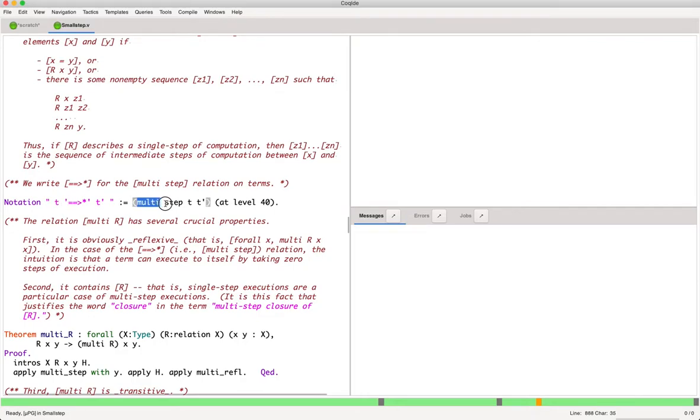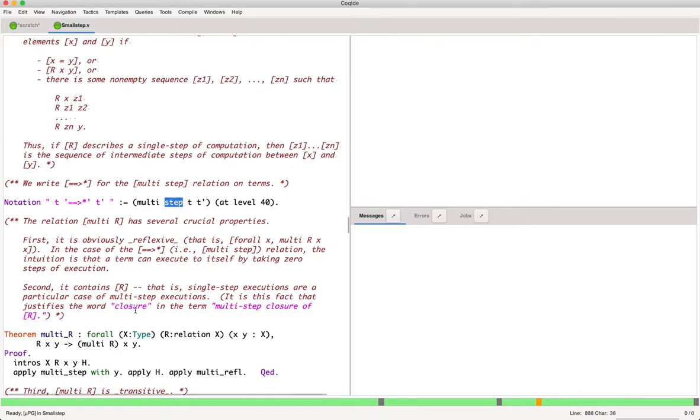So basically we can take step and multi it, right? So if we do t arrow star t prime, then we're just saying that it's 0 or more single steps between t and t prime, using step as the definition of the single step version.